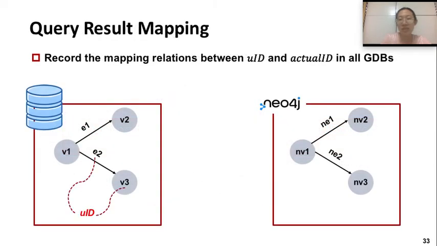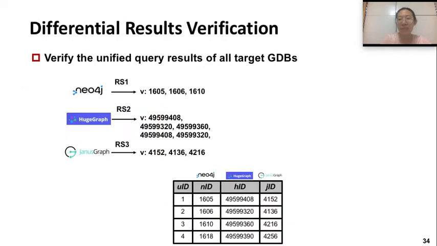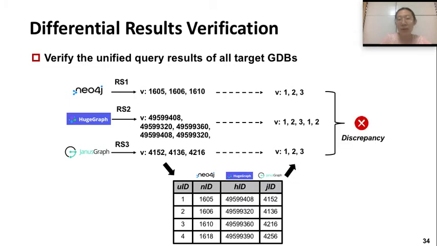To achieve this, we first generate a unique ID (UID) for each vertex and edge. Then, we retrieve its actual ID stored in GDB as actual ID. We use a mapping table to record the mapping relations between UID and actual ID in all GDBs for each vertex and edge. According to the mapping table, we can convert these query results into unified formats and easily verify the unified query results of all target GDBs.